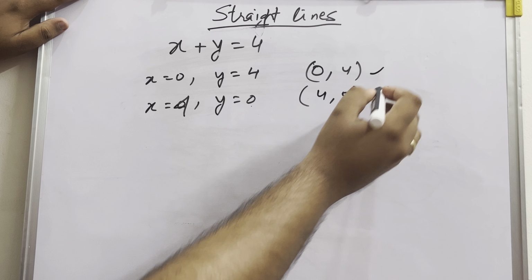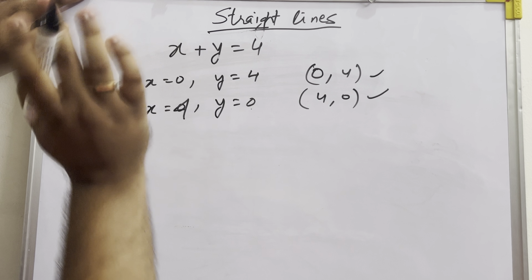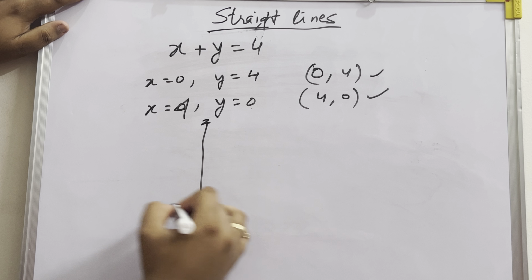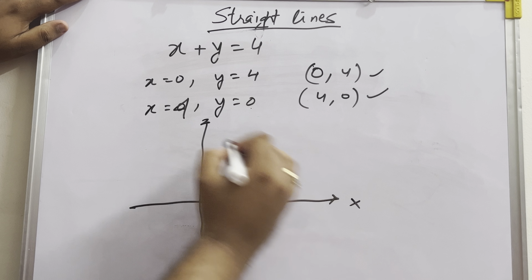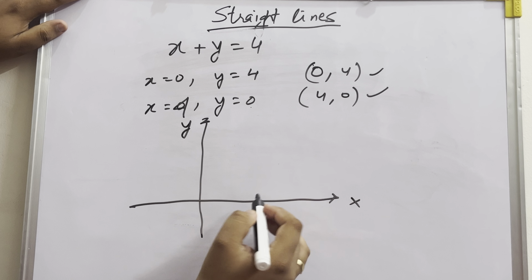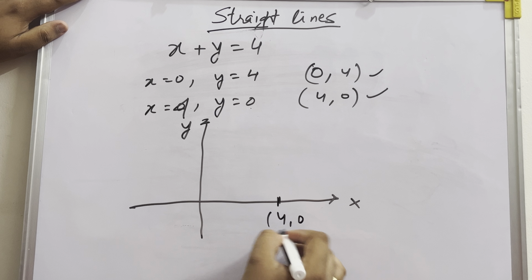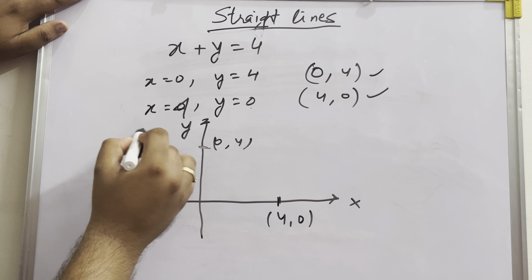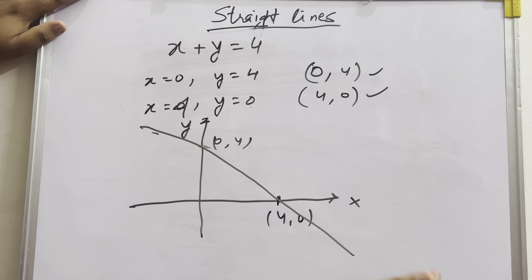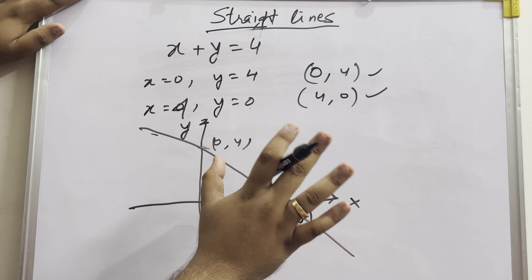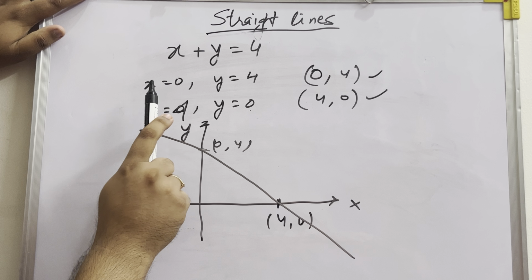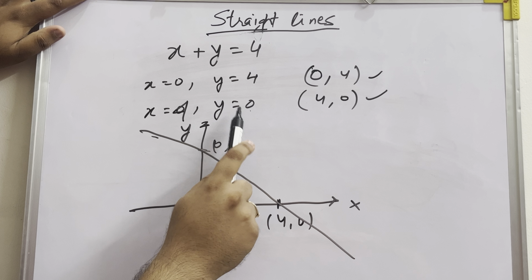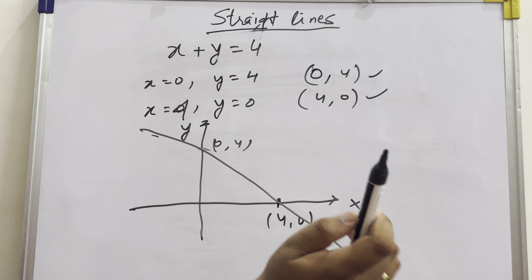You got 2 points. I already told you for a straight line you need just 2 points. So simply draw the x axis, y axis. 4 comma 0 will be 1 point, 0 comma 4 will be 1 point. Simply join these 2 points and this becomes a straight line. This is very simple. In this method, you first put x is equal to 0 and then put y is equal to 0. You will get 2 points and you can solve this equation like this.